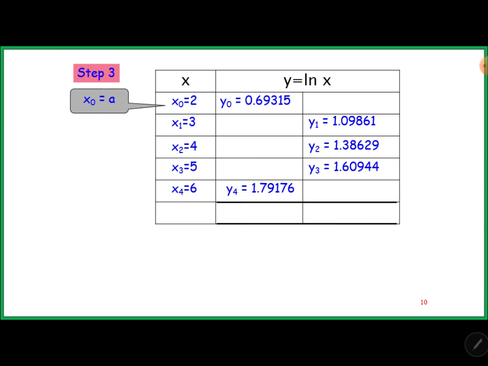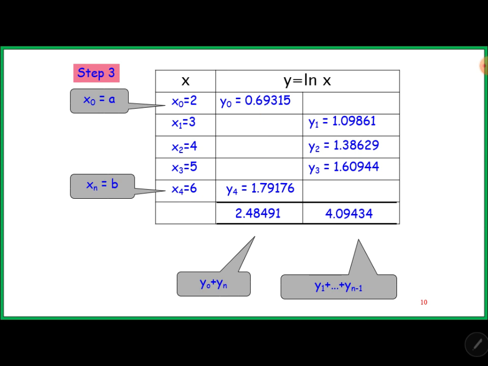And then what we should do? We add up the values of y in respective column. So for the first column, we total up y0 and yn, which is y4, equal to 2.48491, 5 decimal places, and then y1 plus y2 plus y3, so we get 4.09434. Now just transfer all this value into the formula.